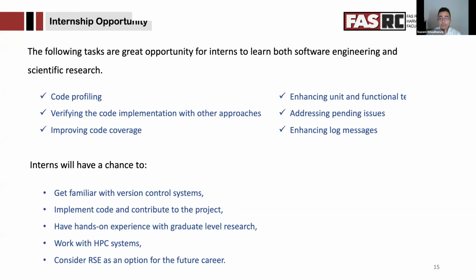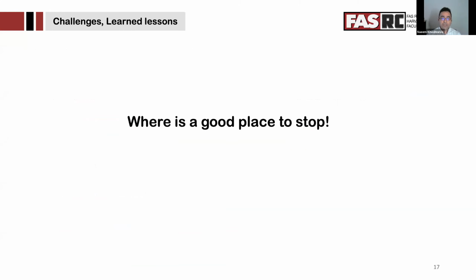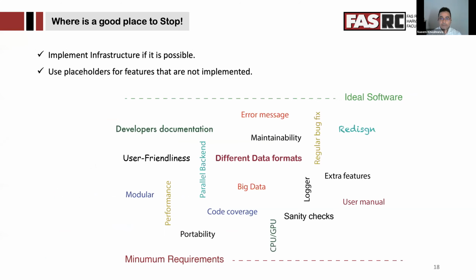So these are technical details about the project, but there are many challenges, as Matt mentioned, and lessons learned, though not necessarily all the lessons learned here are related to this project. I have been lucky enough to have full support from researchers and my manager at FSRC, but these are points that can happen. One of the challenges is where is a good place to stop, and there are differences between minimum requirements and ideal software.